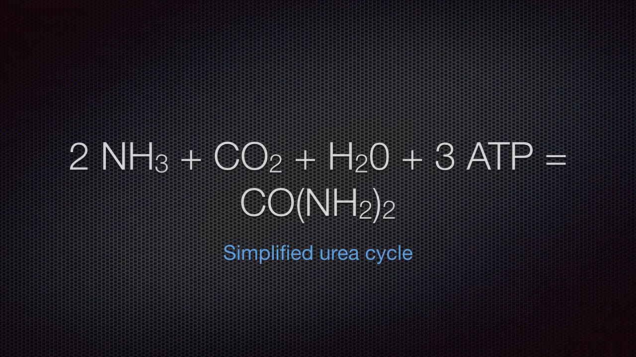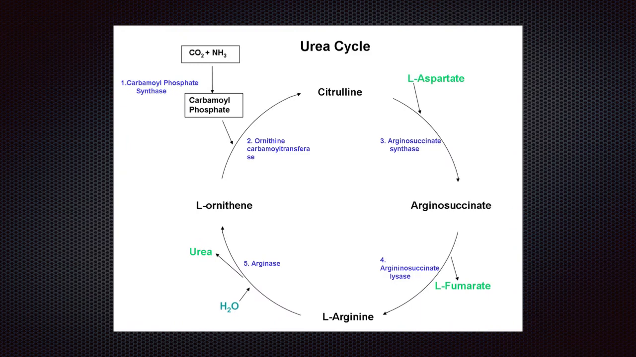The first step of the urea cycle consists of the enzyme carbamoyl phosphate synthetase using 2 ATP to combine the ammonia and carbon dioxide into a single molecule, carbamoyl phosphate. From here, the enzyme ornithine transcarbamylase combines the amino acid ornithine with the carbamoyl phosphate molecule to produce the alpha amino acid citrulline, which passes out of the mitochondria into the cytosol of the cell.